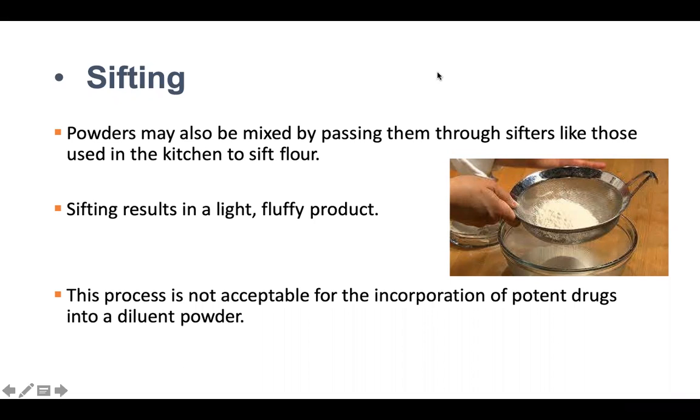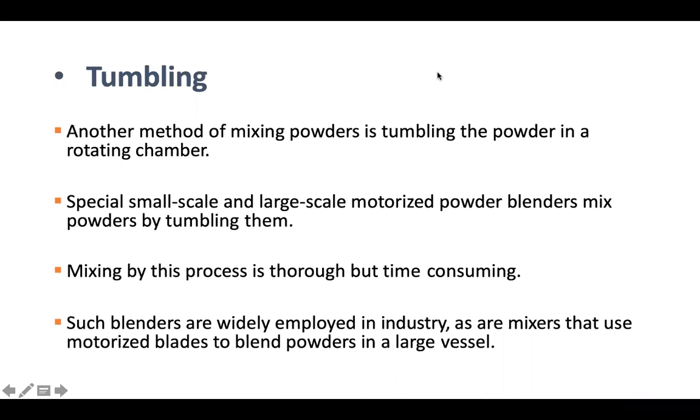Tumbling. Another method of mixing powder is tumbling the powder in a rotating chamber. Special small scale and large scale motorized powder blenders mix powders by tumbling them. Mixing by this process is thorough but time consuming. Such blenders are widely employed in industry, as are mixers that use motorized blades to blend powders in large quantities.